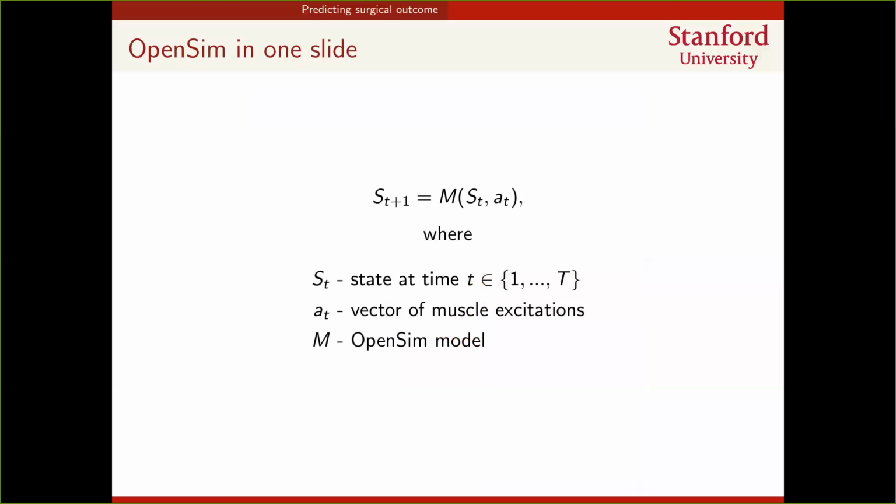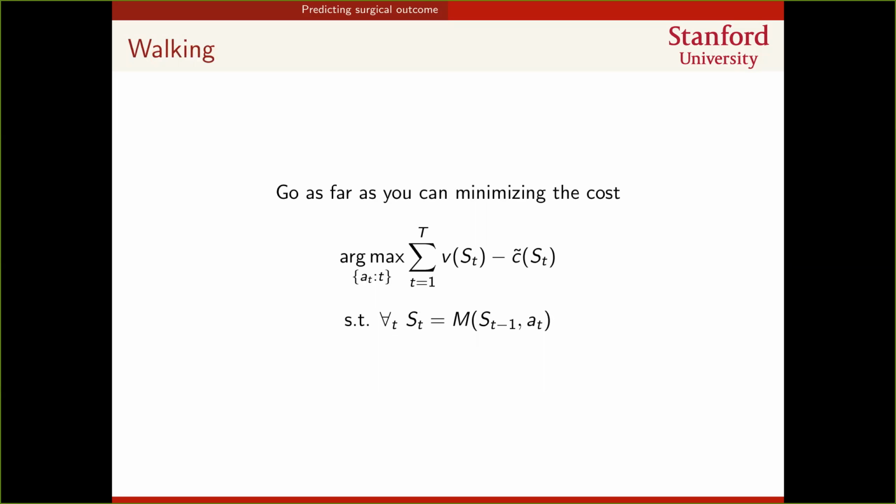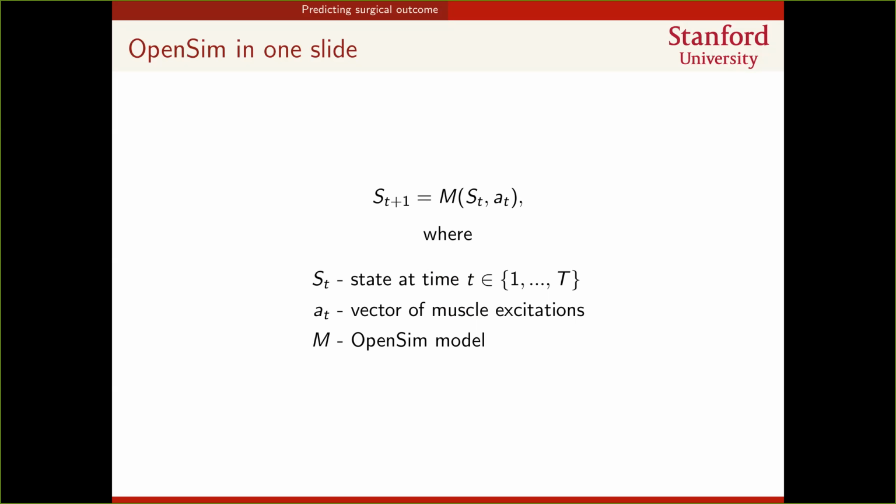But what if we use a more accurate system than they did? We try to use the OpenSim software that we developed in the lab, which basically does exactly what their system does, but it's constrained with biomechanics. That's the main difference. So here we model the current state of the patient as S. The OpenSim model, which is this muscle-driven model, is M. And this model gives us the next state given the active excitations of the muscles.